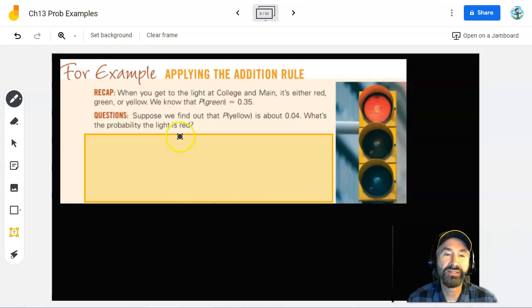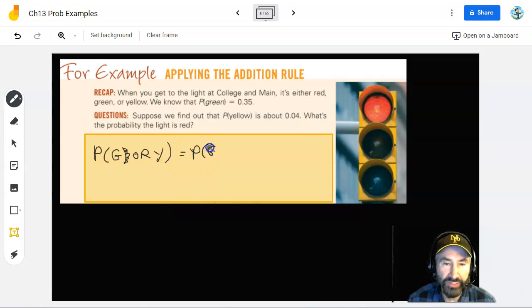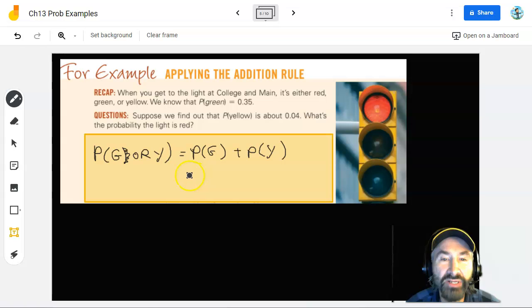What's the probability that the light is red? The way we figure that out is we use the addition rule. I'll do it the way they had it in the rule: the probability that it's green or yellow is equal to the probability that it's green plus the probability that it's yellow. So we can figure out the probability of the light being green or yellow by adding the two together.